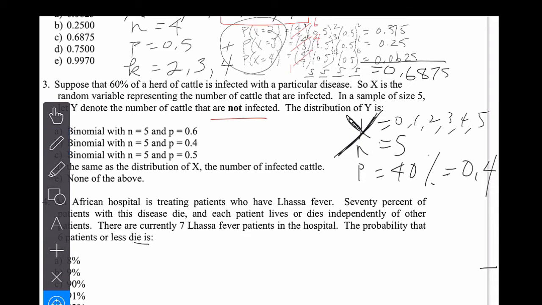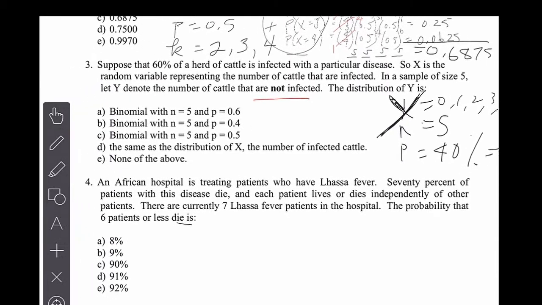So that means the answer is that it is binomial, because I was able to identify N and P, and I am counting to look for the number of something, and success is, in this case, non-infected cattle. This is binomial with an N of 5 and a P of 0.4, so the answer is B in this case.